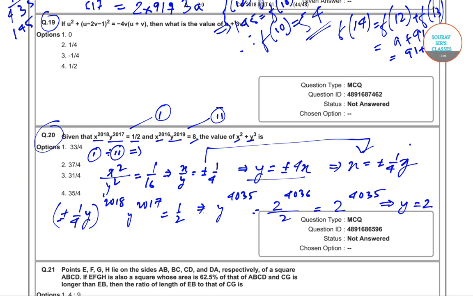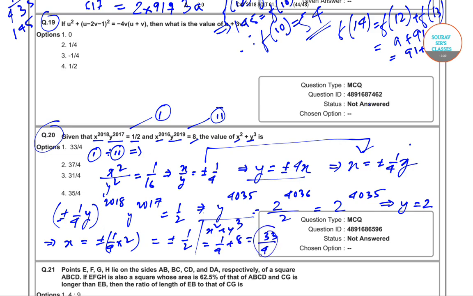And that ultimately gives us y is equal to 2. And if y is equal to 2, so that implies that x is equal to plus minus 1 by 4 into 2, which is equal to plus minus 1 by 2. So the value of x square plus y cube will therefore be 1 by 4 plus 8, which is equal to 33 by 4, which is nothing but option 1 over here. Option 1 is the correct option. Let's go on to the next question.